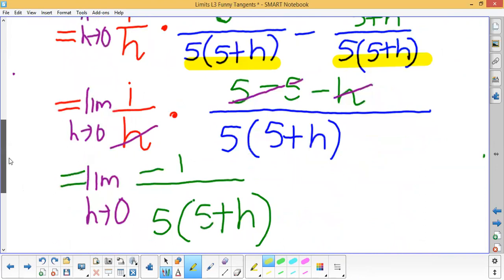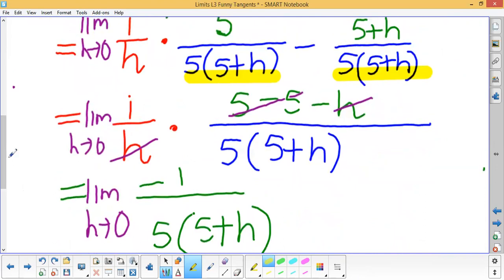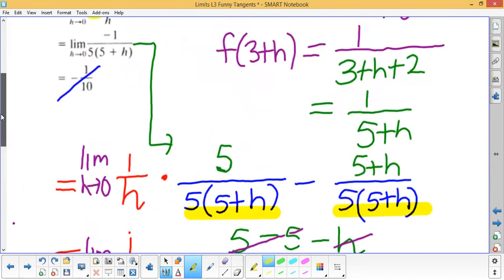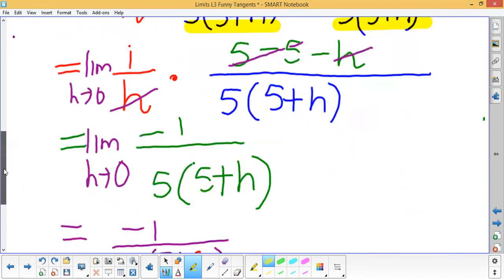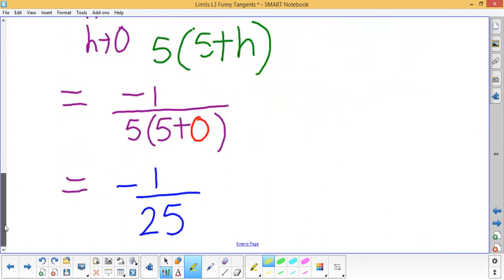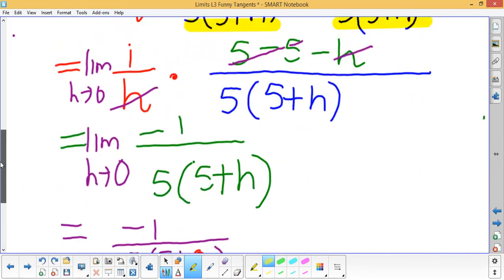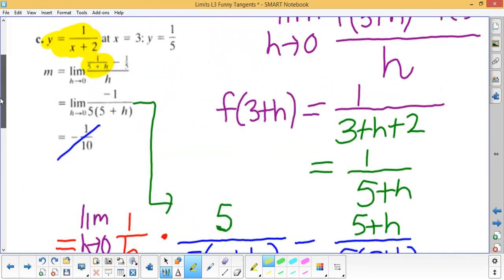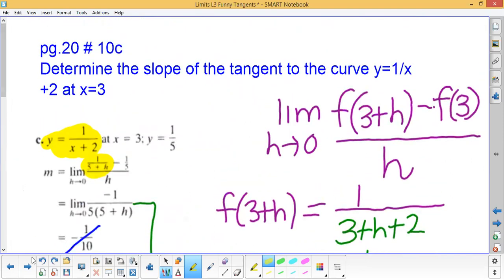But you will see that the answer in the book is wrong, and that's why I've included in an appendix under important tools that gives you corrections to the answer key, because the answer key says negative 1 over 10, but it should be, when you plug in 0 into this equation, 5 plus 0 is 5. 5 times 5 is 25, so it should be a negative 1 over 25. So I've just worked through the solution because I think the answer in the textbook is not written correctly. And that brings me to the end of the lesson.